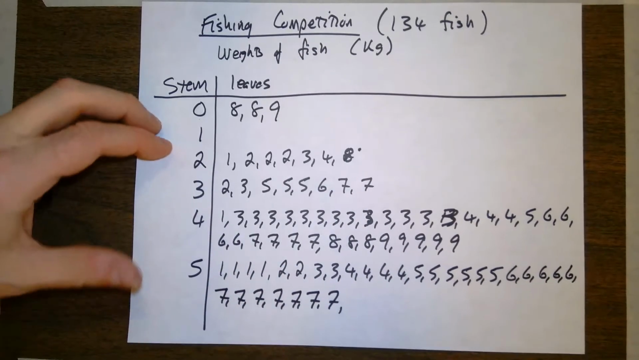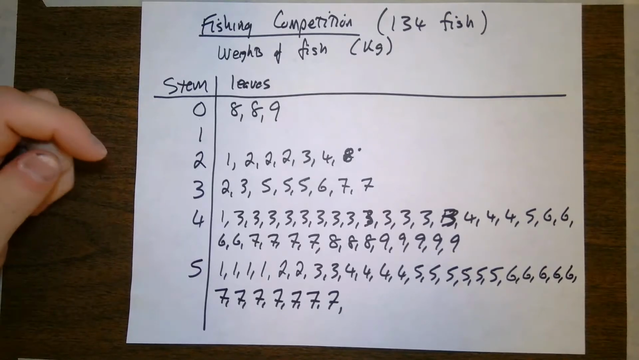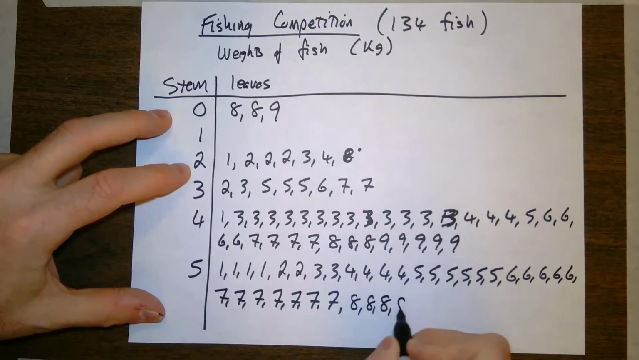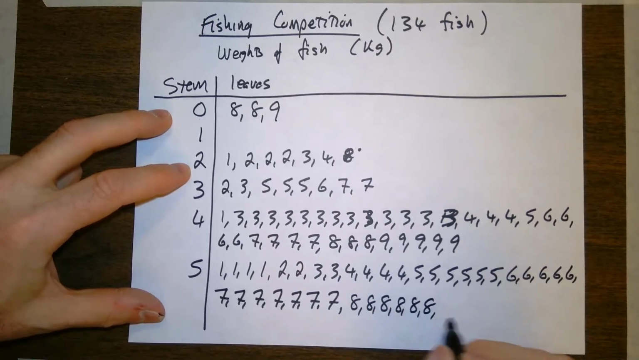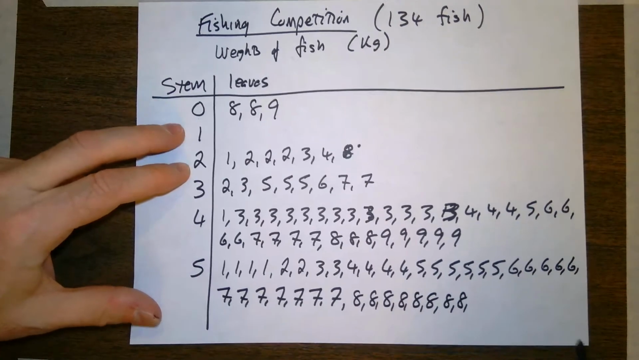Remember, each of these is a data point. Each of these represents a fish. There was 8 of them that weighed 58. 1, 2, 3, 4, 5, 6, 7, 8. And 9 of them weighed 59.